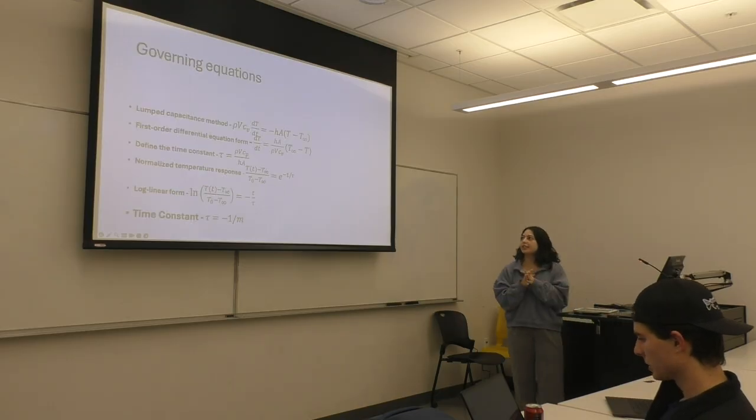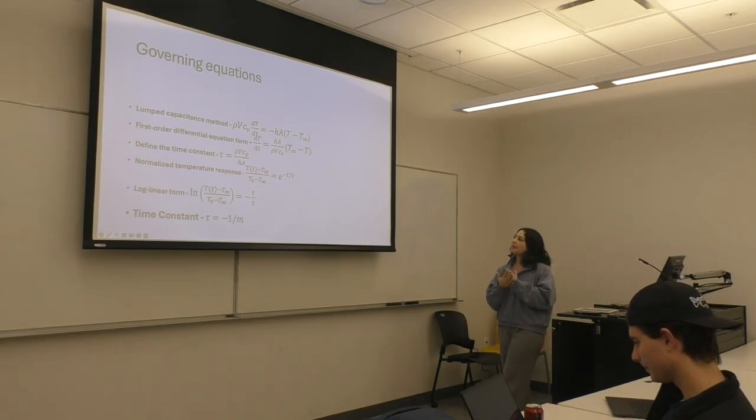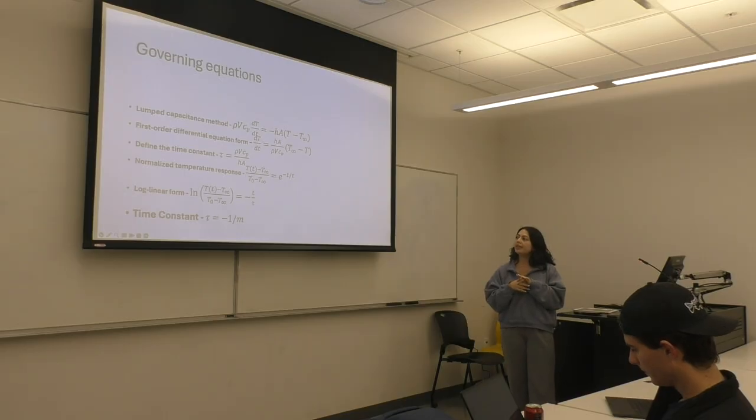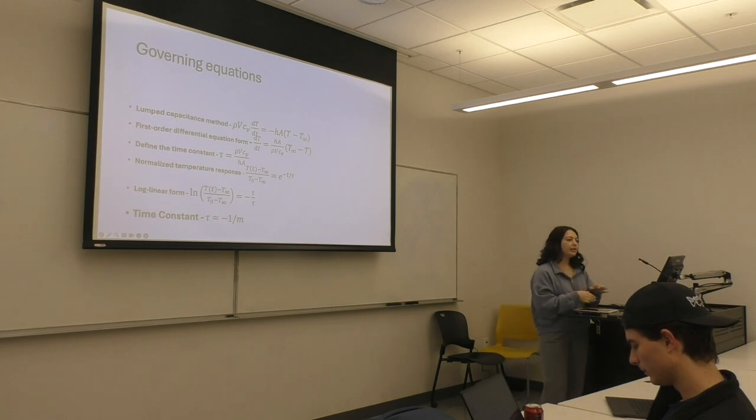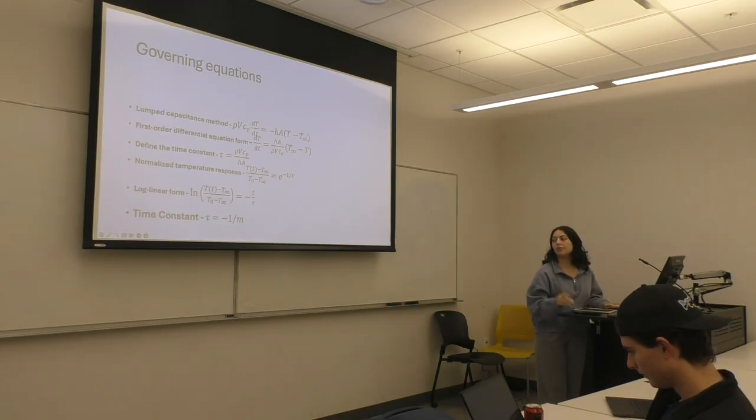Our governing equations: the first one's the lump capacitance method, and then if we integrate it, we can get the first order differential form. Then we can normalize the response, and then do the natural log linear form, which is where we get that straight line of the data. So our time constant is equal to the negative reciprocal of the slope from the natural log linear form.